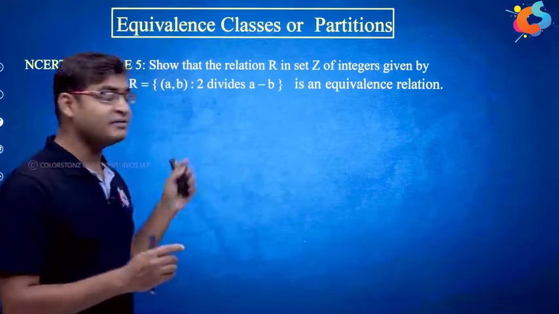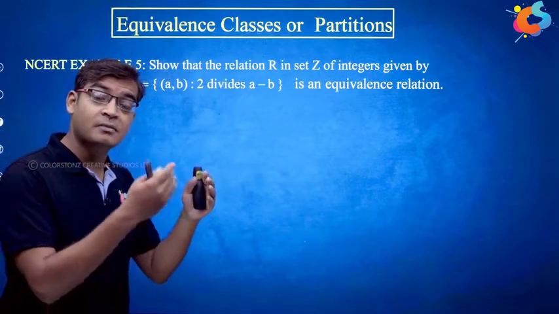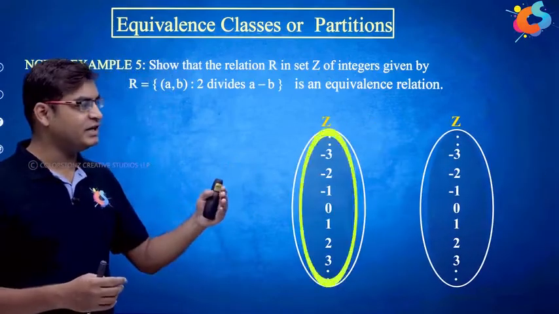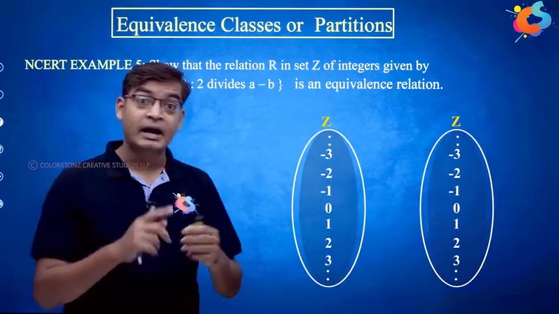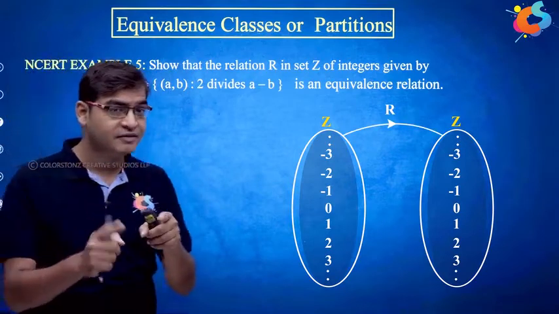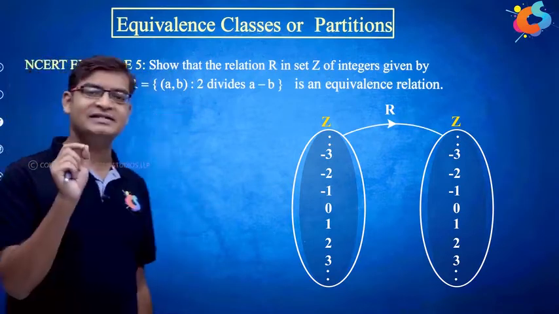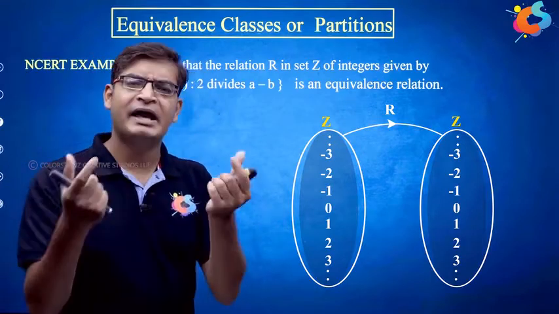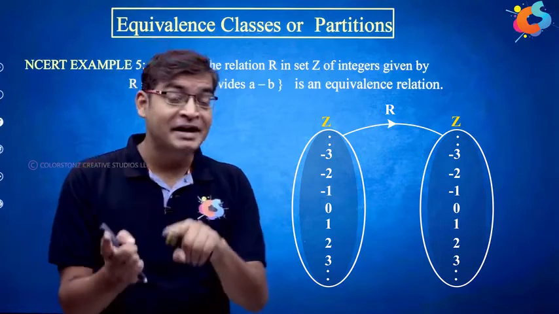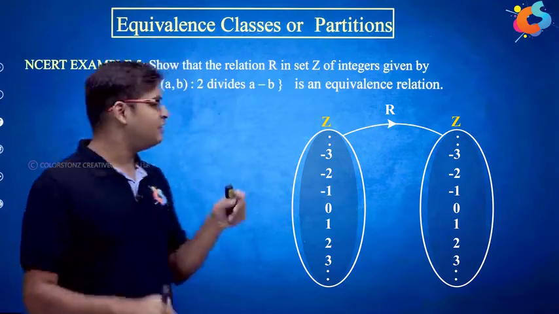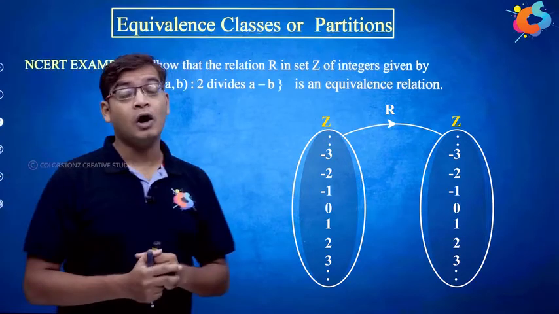Here we are mapping the relation R from set Z to set Z, correct? So let us take two sets, set of integers and set of integers. Now the mapping will be done under this relation R only if A minus B is divisible by 2. When is A minus B divisible by 2? When A minus B is an even number. When is the difference of two integers even? Only when either both are even or both are odd.